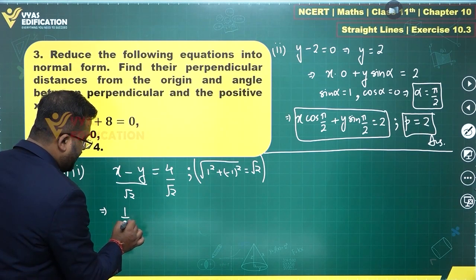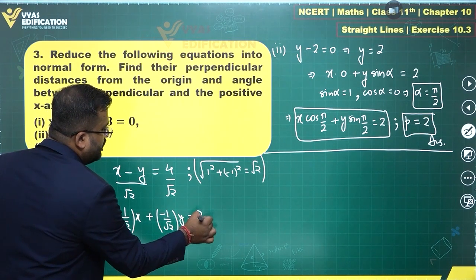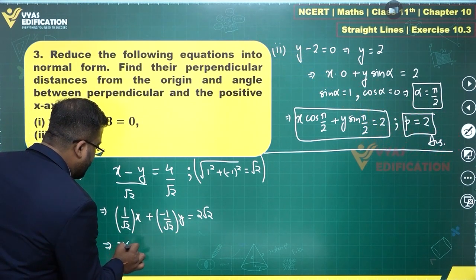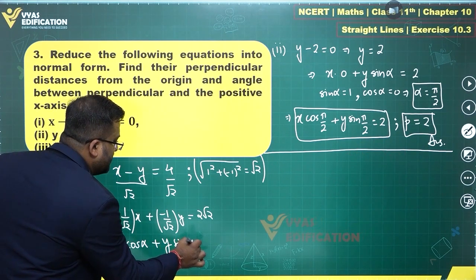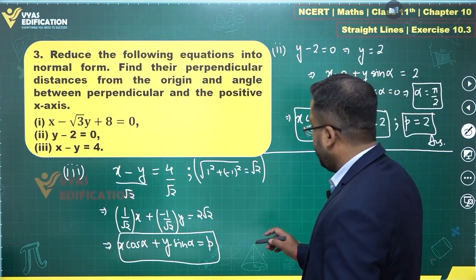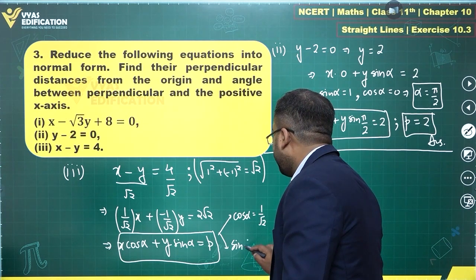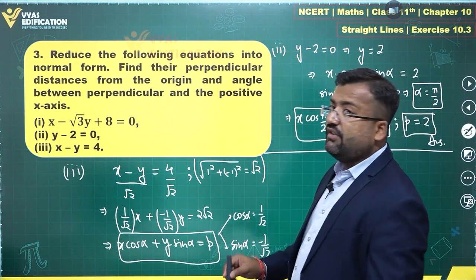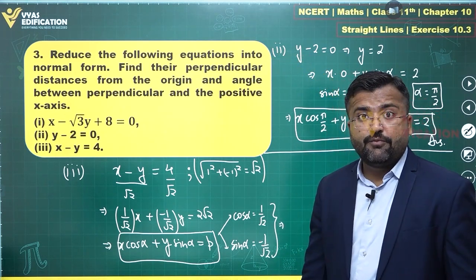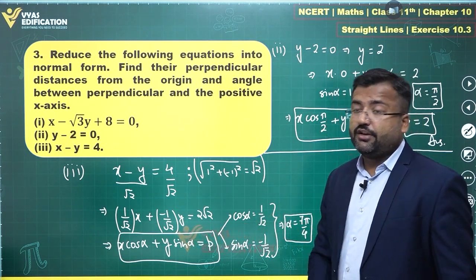This becomes 1 upon square root of 2 x plus minus 1 upon square root of 2 y is equal to 2 root 2. This is what we have, and this is the required form x cos alpha plus y sin alpha is equal to p, where the important thing is that cos alpha and sin alpha are known. From here I know cos alpha is equal to 1 by root 2, sin alpha is equal to minus 1 by root 2, and this tells me that alpha lies in the fourth quadrant, since cos is positive, sin is negative, and this tells me that alpha will be equal to 2 pi minus pi by 4, which is 7 pi by 4. Now this is directly from trigonometric equations, the chapter trigonometry which you have dealt with.